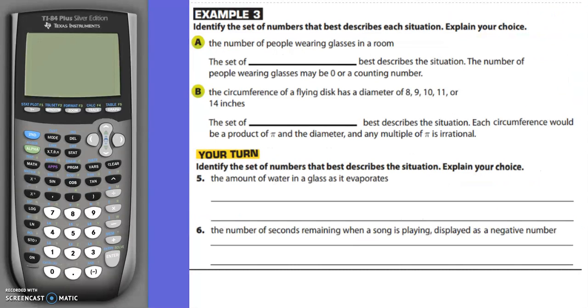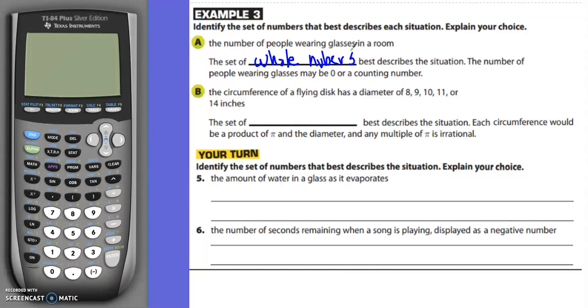Let's take a look at the last example. Identify the set of numbers that best describes each situation. Explain your choice. The number of people wearing glasses in a room. So we're talking about people. People are always expressed as whole numbers. So I would say the set of whole numbers best describes this situation. The number of people wearing glasses may be 0, 1, 2, 3, 4, and so on.